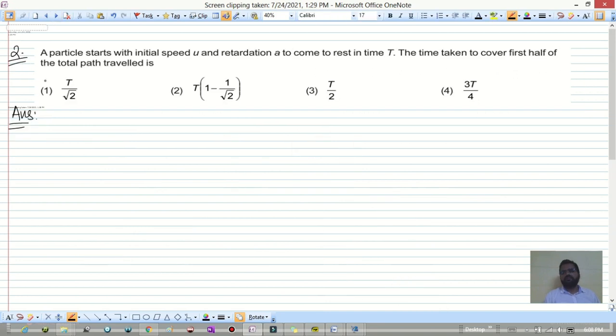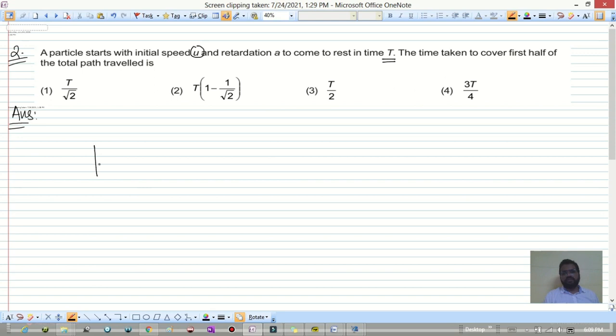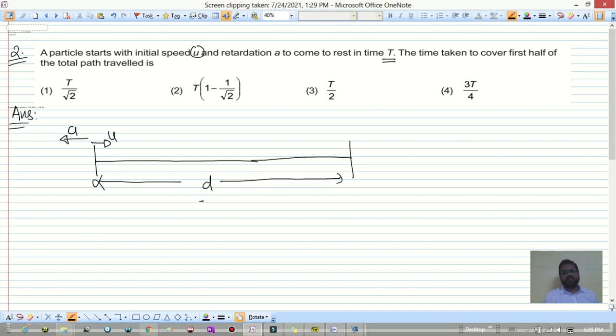Next question we have. A particle starts with initial speed u and retardation a to come to rest in time capital T. So over here it is given that a particle starts with initial speed u and retardation a and comes to rest in time capital T. So the total time for the distance d is capital T. We want the time taken to cover the first half of the total path. So for d by 2, let us consider the time is t.